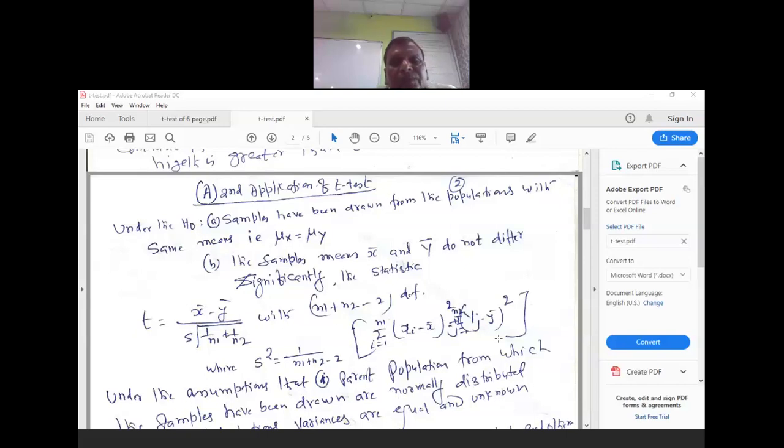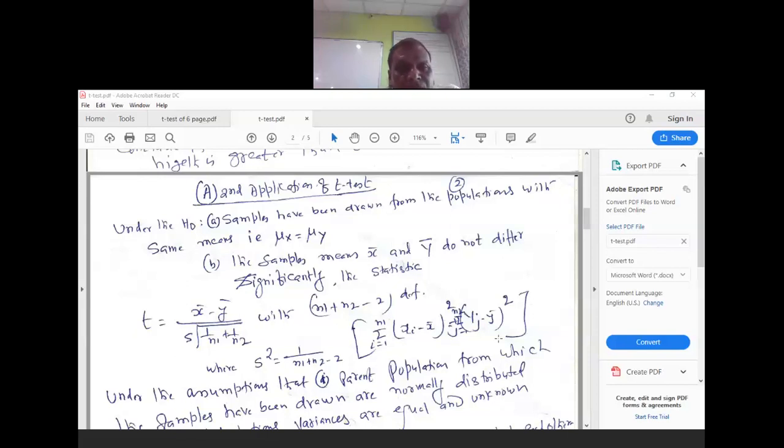Now we'll discuss in detail one by one. We have already discussed the first application. Now we come to the second application. Under the second application, there are two situations: when your sample sizes are not equal and when sample sizes are equal. In the case when sample sizes are not equal, that is n1 is not equal to n2, what is your null hypothesis? You have to frame your null hypothesis, that is mu x is equal to mu y. That is, the sample means x bar and y bar do not differ significantly.